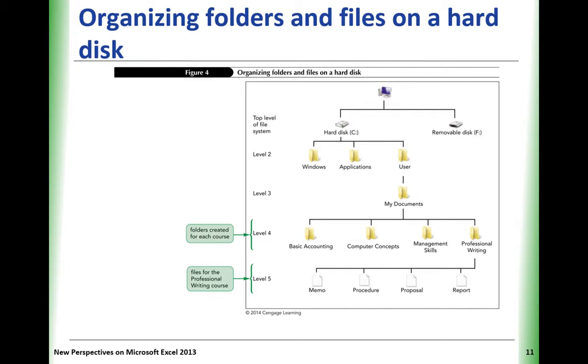So this is how it looks when you're organizing folders. Here's your computer, here's your hard disk, and here's your removable disk. And so we have our Windows folder, we have applications, and we have a user folder. And Windows sorts it out so that you have to sign into your computer, identify yourself, and within that you have your documents, and then you name your file folders, and within your file folders you put files that you've named.